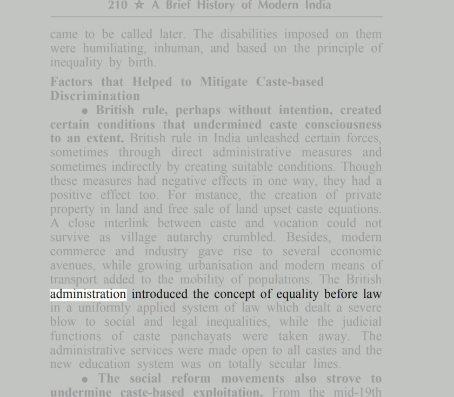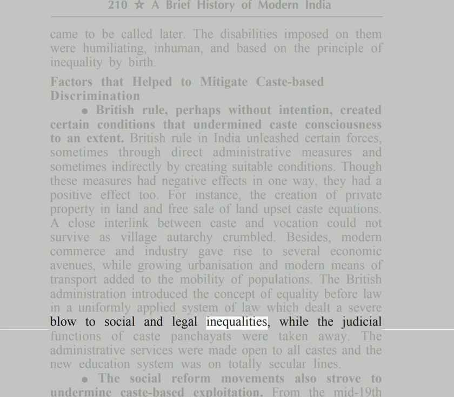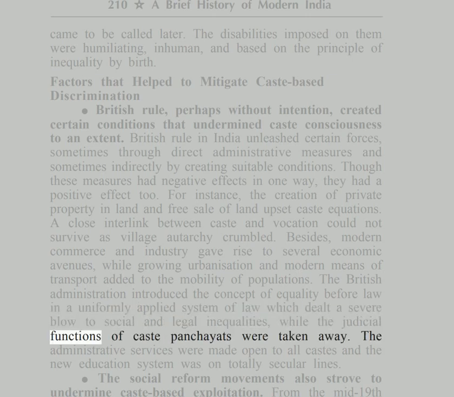The British administration introduced the concept of equality before law in a uniformly applied system of law, which dealt a severe blow to social and legal inequalities, while the judicial functions of caste panchayats were taken away. The administrative services were made open to all castes and the new education system was on totally secular lines. The social reform movements also strove to undermine caste-based exploitation.